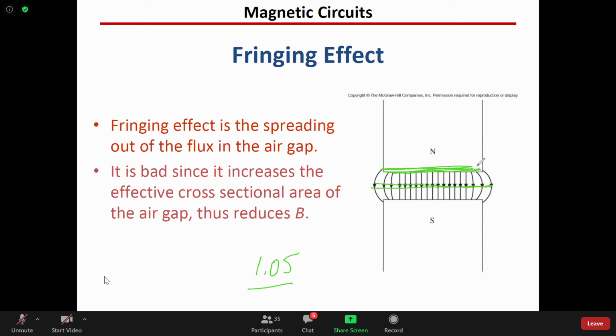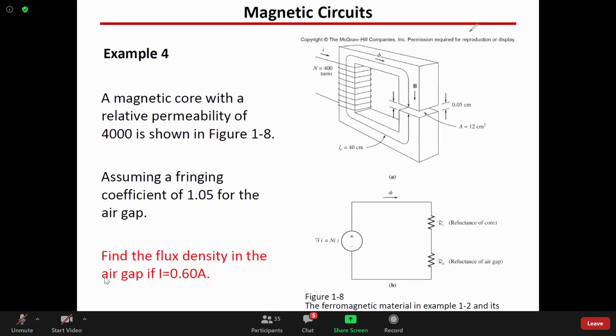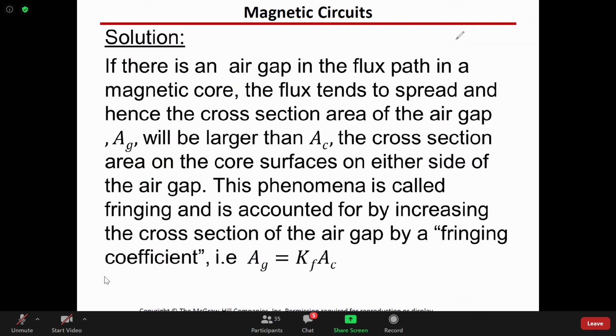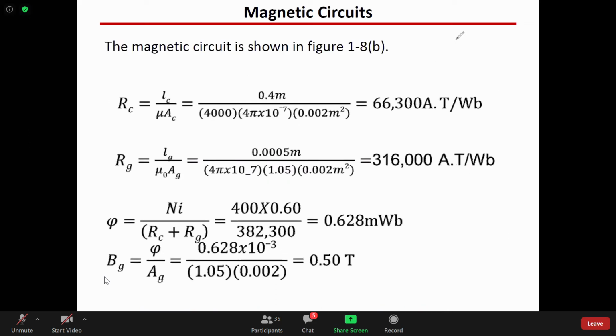If we don't have a fringing coefficient, it's the same. But in this example, we are assuming that we have a fringing coefficient of 1.05. Okay? Any other question? So yes, this is the solution. You have it in the slides. And this is how we find, for example, the RC, RG, flux, and after that, the density.